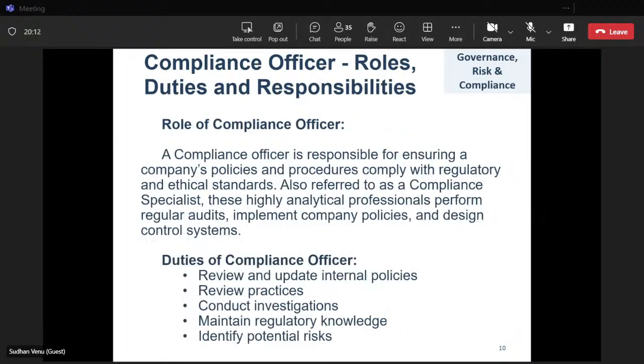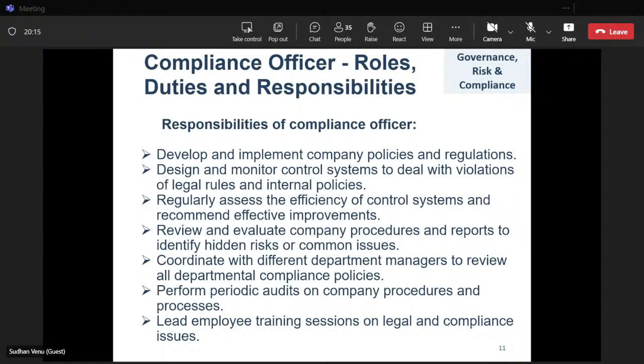That is what we are describing here for the duties of the compliance officer: design and monitor the control system to deal with violations of legal rules and internal policies, assess the efficiency of the control system and recommend effective improvements, review and evaluate the company procedures and report to identify latent risk or common issues, coordinate with the different department managers to review all the department compliance policies, perform periodic audits on company procedures and processes, and lead the employee training sessions on legal and compliance issues. So these are the responsibilities with respect to the compliance officers.